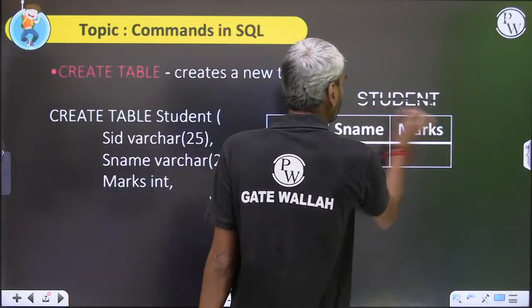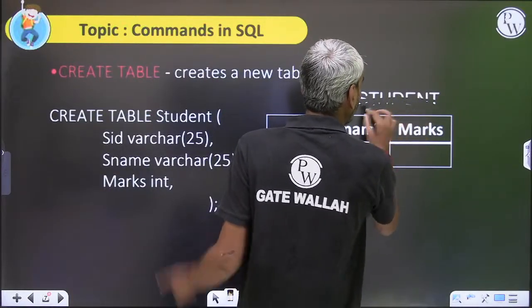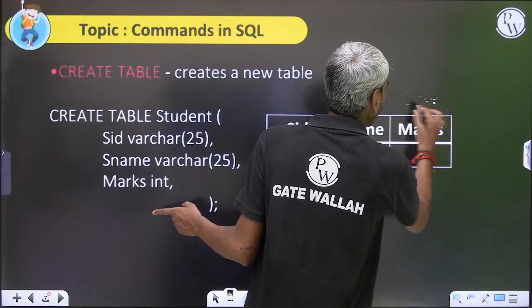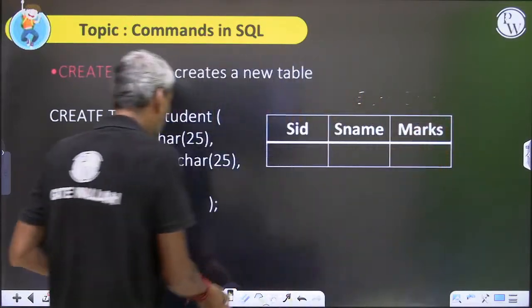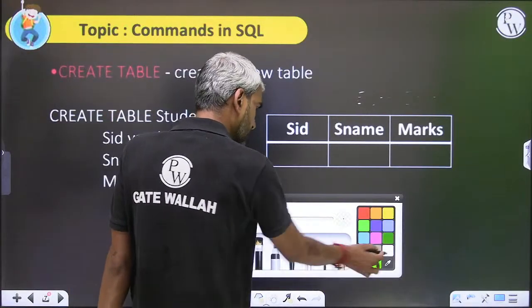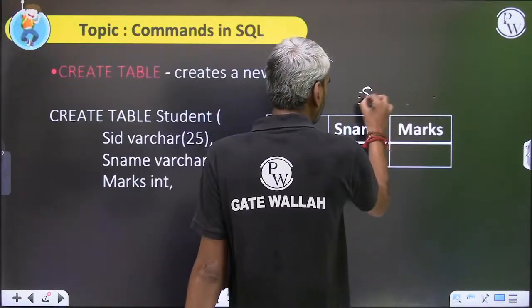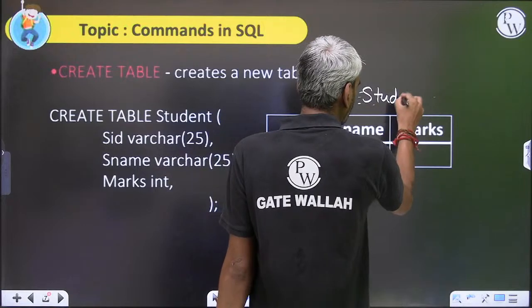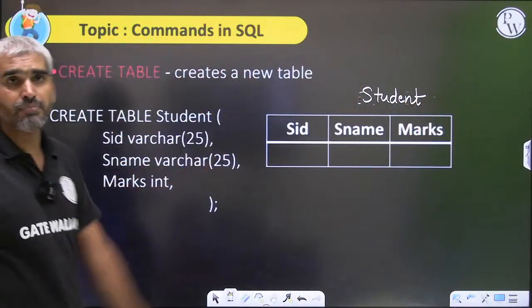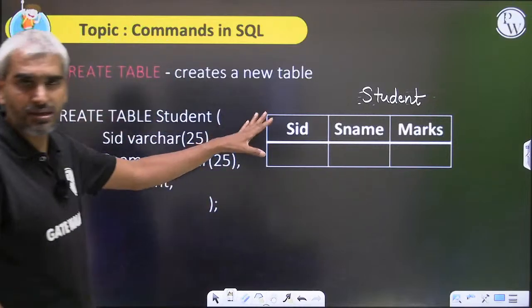So this table name will be exactly the same as the table name specified in the command, that is capital S and the remaining letters, student. So it will eventually be a student table. So we'll have SID, SNAME and marks. Now, this table is created.